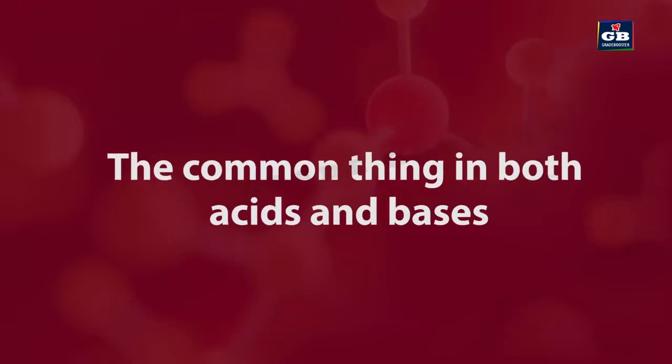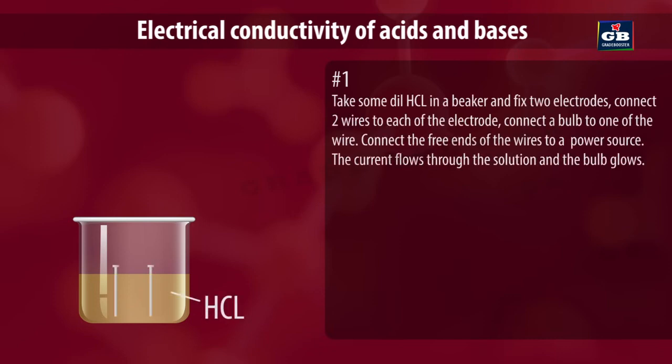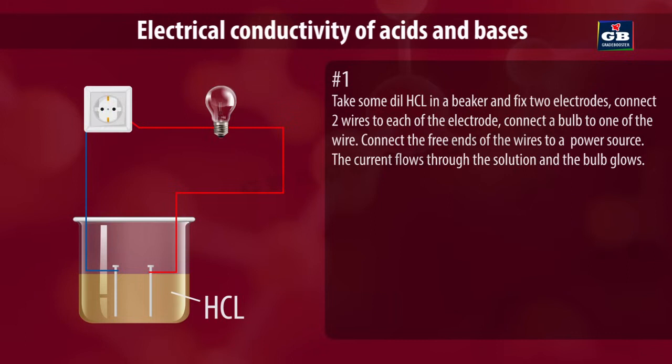The common thing in both acids and bases. Take some dilute HCl in a beaker and fix 2 electrodes. Now take 2 wires. Now connect one bulb as shown in the picture. Now connect the free ends of the wires to a power source. The current flows through the solution and the bulb glows.